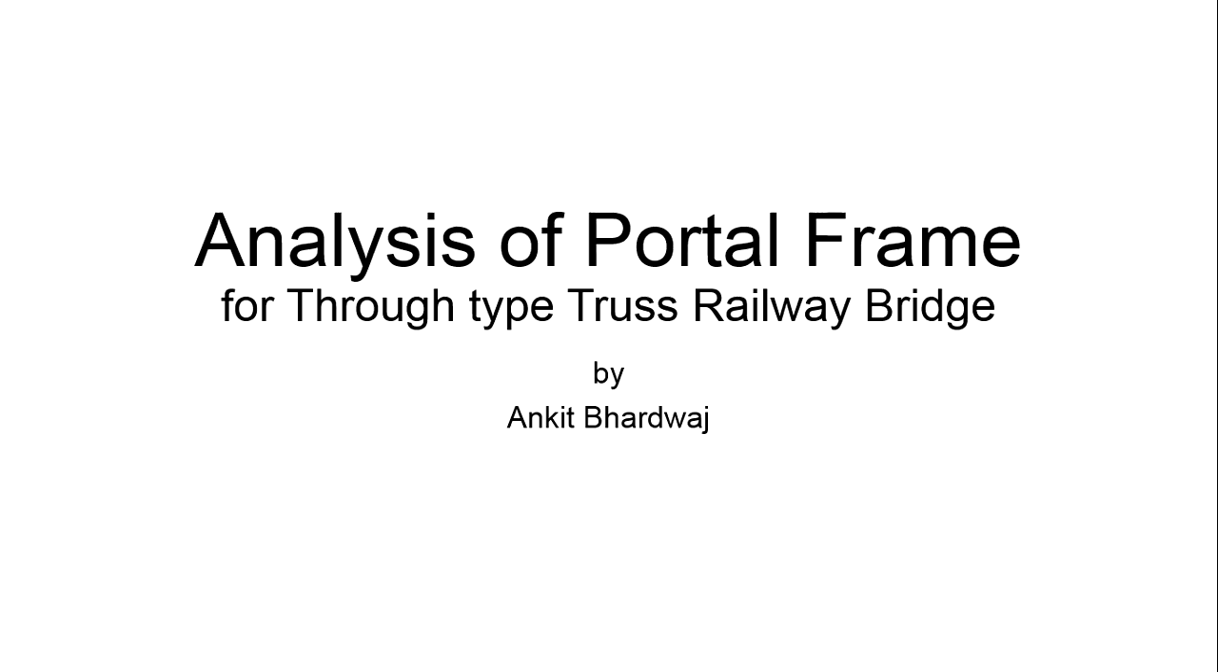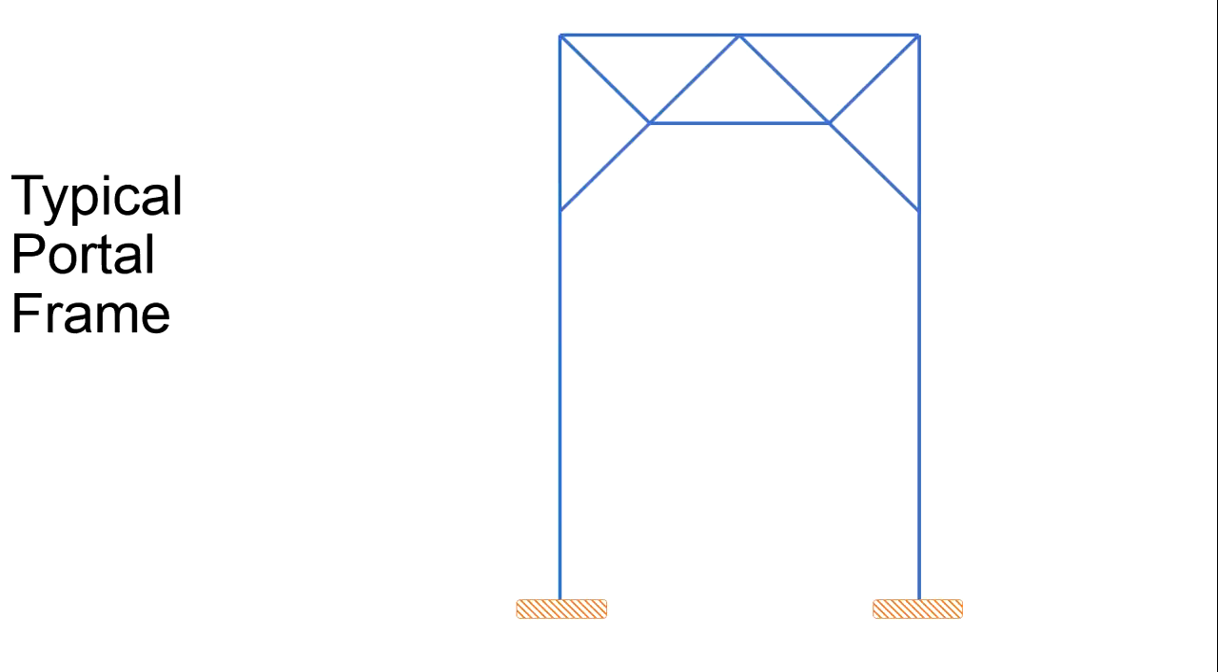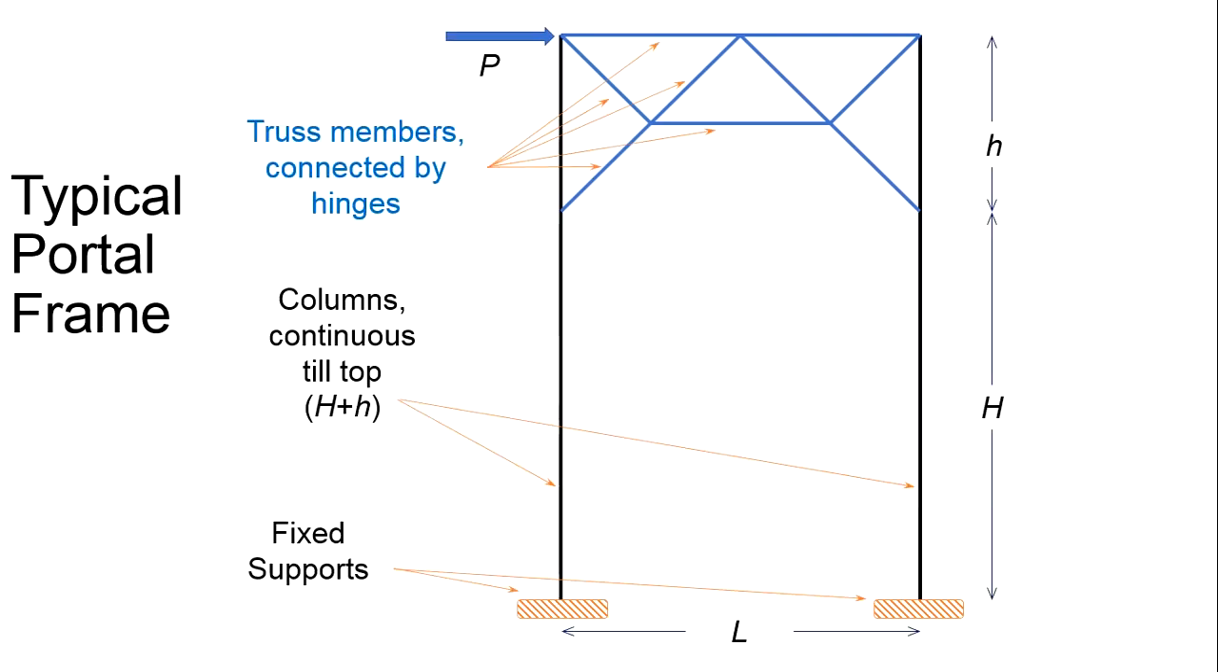Dear students, I am going to explain analysis of portal frames when used for through type truss railway bridges. This is a typical portal frame used for truss railway bridges. This consists of two columns.